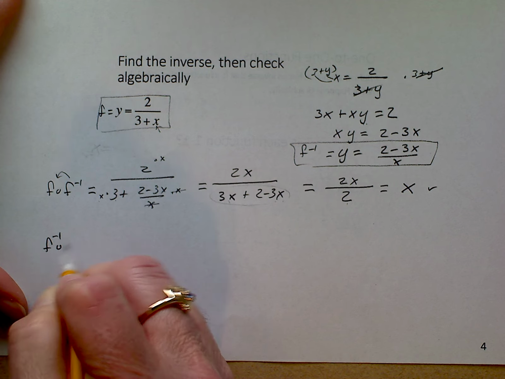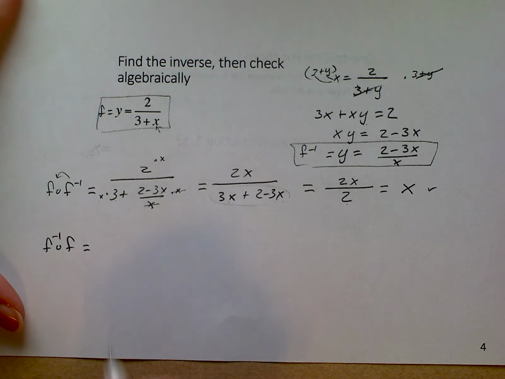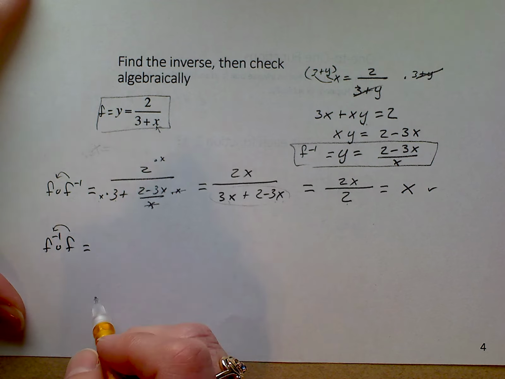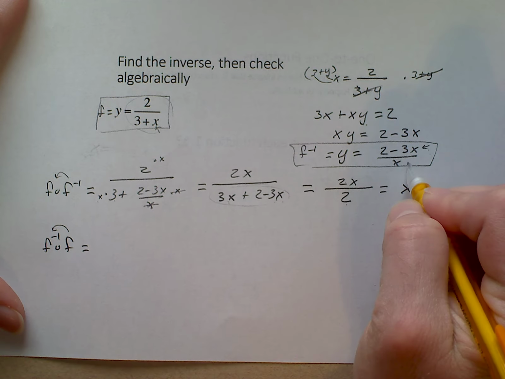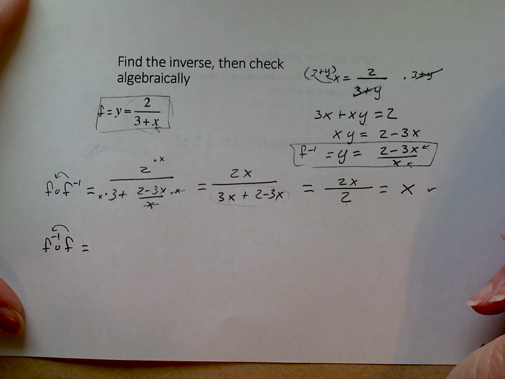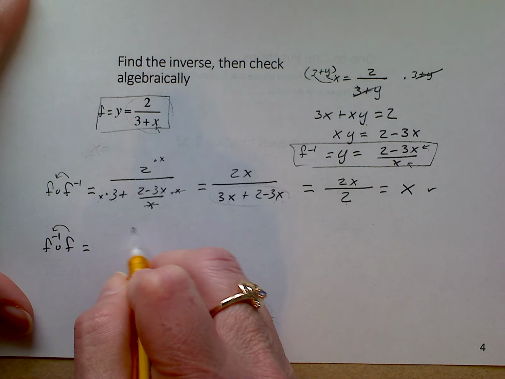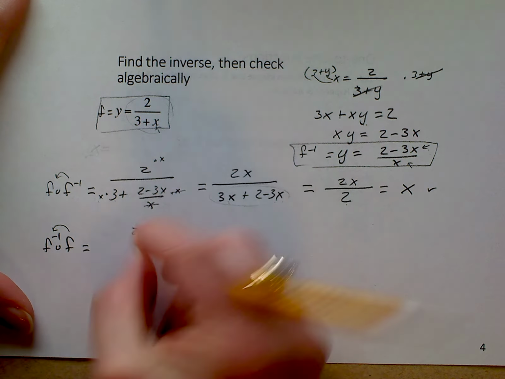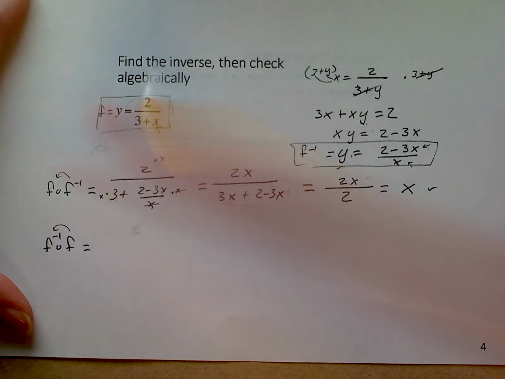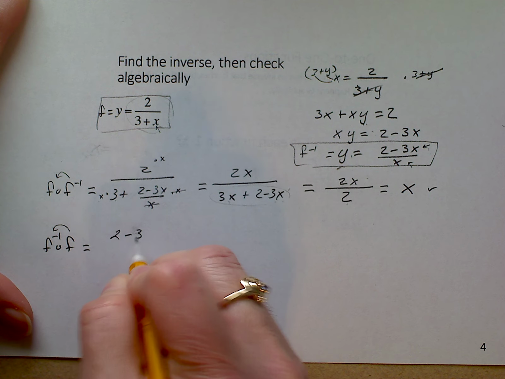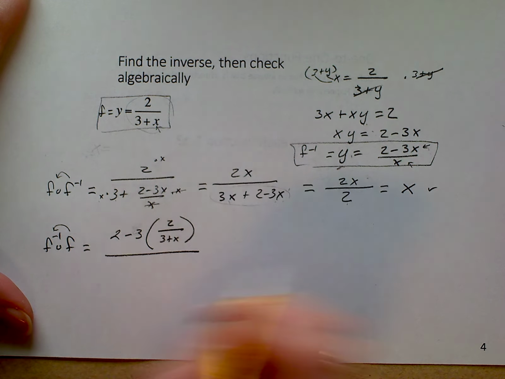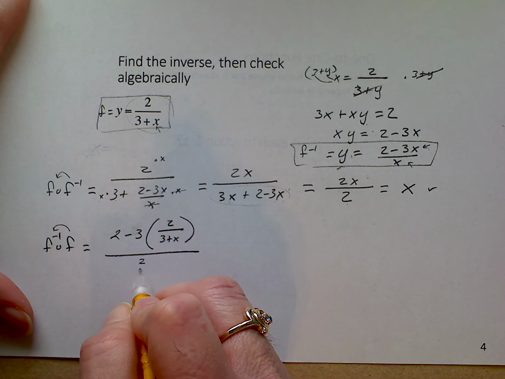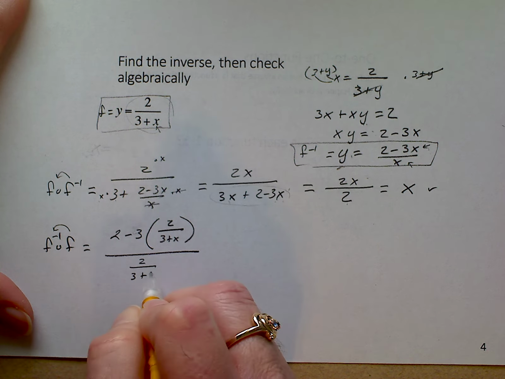Okay, for the second one, I have this. I'm going to take the f function into the inverse. This whole thing goes in here and here. Alright, if that's not what you did, hit pause and go back and fix it. Alright, I got a little more room here. 2 minus 3 times 2 over 3 plus x, over 3 plus x.